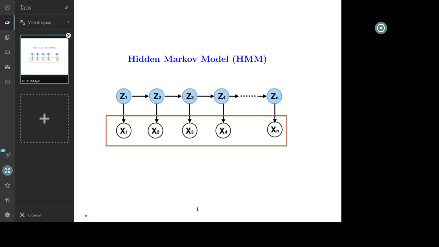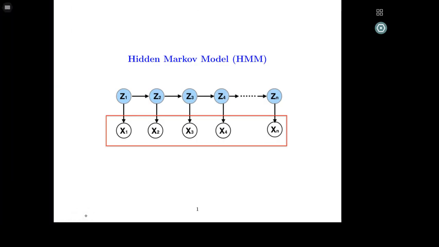So the purpose of today's lecture is to try to finish the hidden Markov model. I'm just going to start by reviewing some of the stuff we discussed before. In the hidden Markov model, we have observations x1 through xn, and we have latent states z1 through zn.